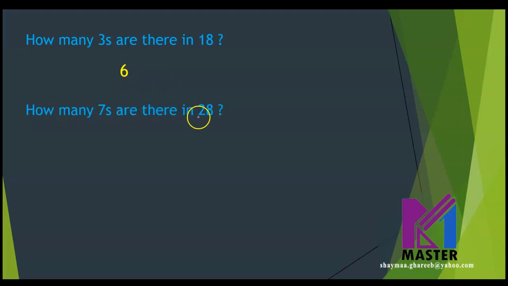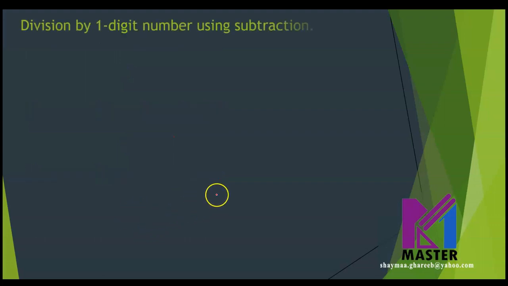How many 7's are there in the 28? You can find out by counting by 7. 7, 14, 21, and 28. So the answer will be 4 7's in the 28. How many 9's are there in the 99? There are 11 9's in the 99.